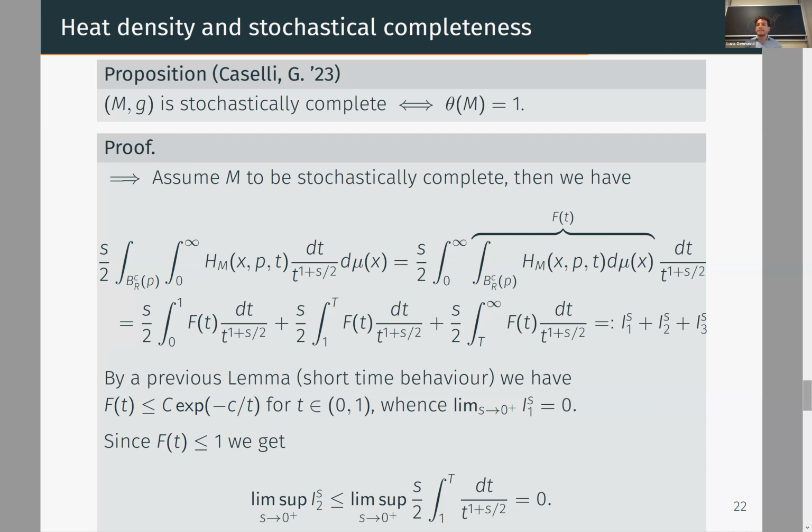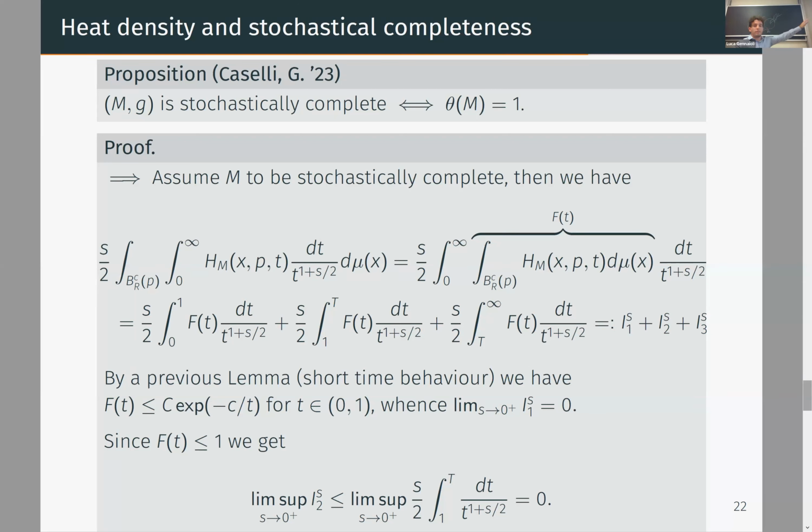And I said heat density because you can interpret this quantity as a measure of how much the heat flows at infinity inside your set. That's why I called it heat density. Briefly, the proof is really simple with the tool we just built. You assume your manifold to be stochastically complete, and you divide the quantity you are going to take the limit of in 3 pieces.